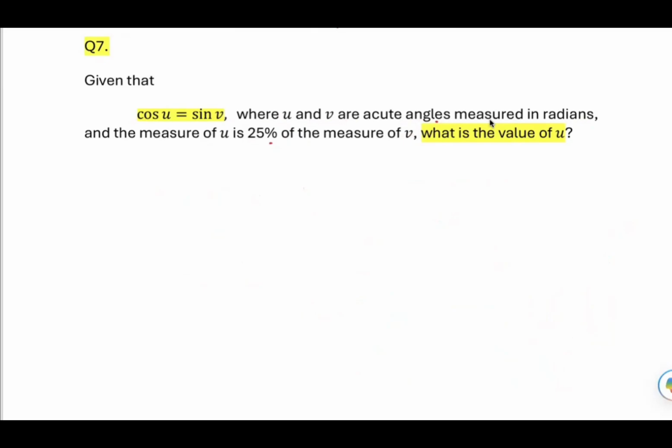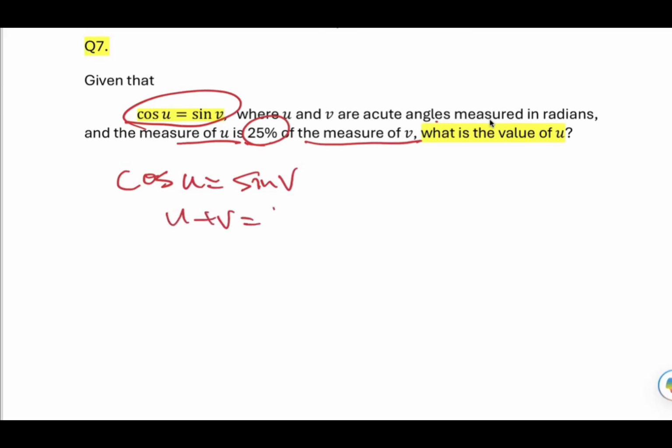The last question is a simplified version of the first one we solved. You can use decimals or you can use algebra. They said given that cosine u is equal to sine v, where u and v are acute angles measured in radians, and the measure of u is 25% of the measure of v, what is the value of u? Well, if I know that cosine u is equal to sine of v, it tells me that u plus v is 90 degrees, which is pi over 2.